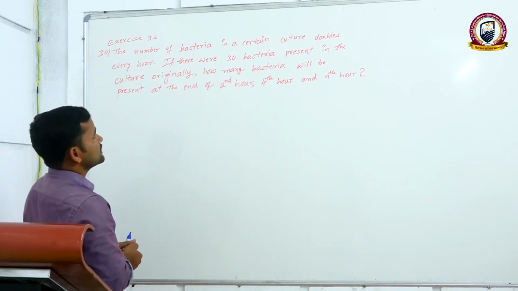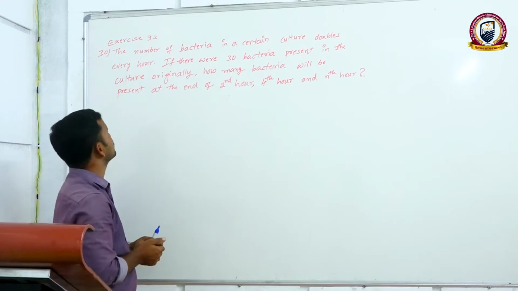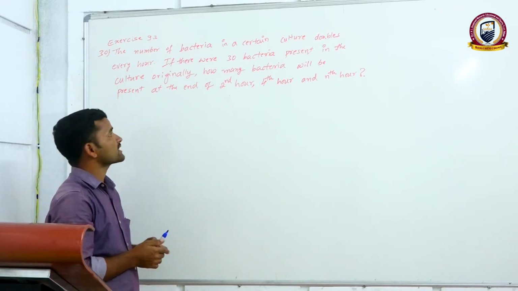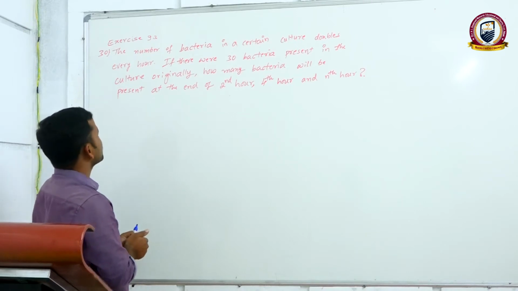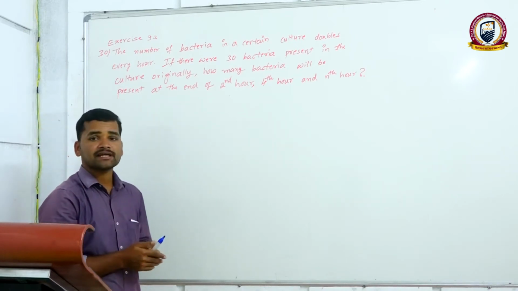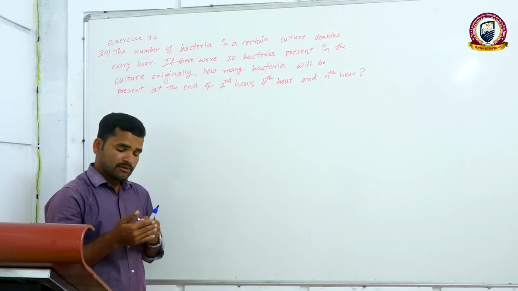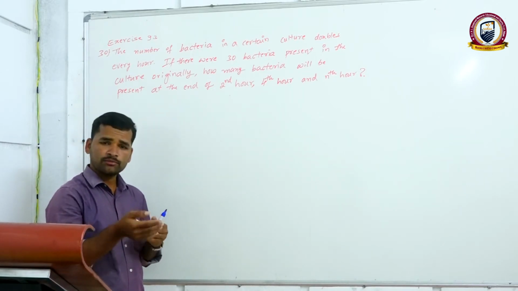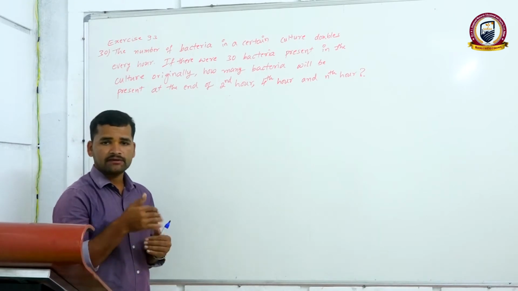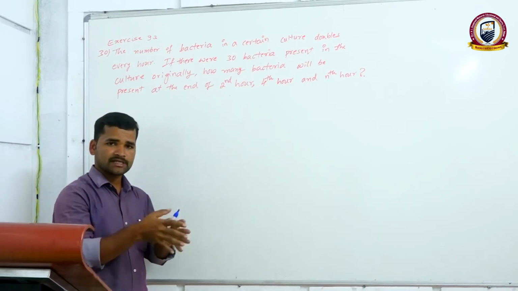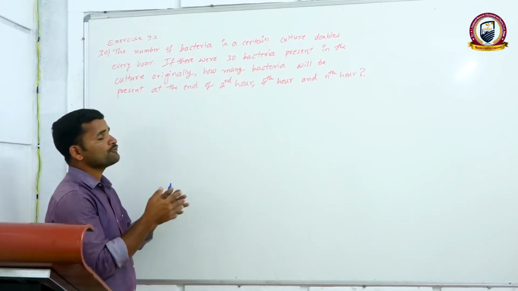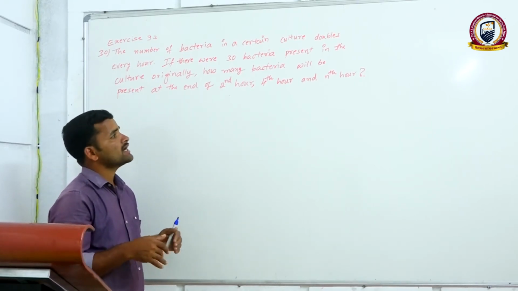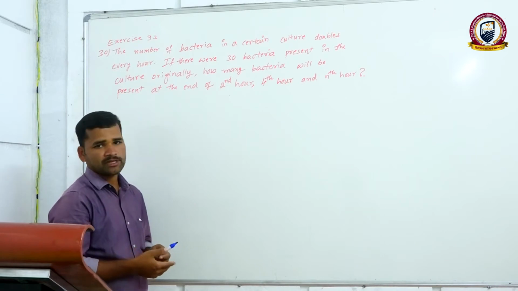Fine. If there were 30 bacteria present in the culture originally, how many bacteria will be present at the end of second hour? Means 30 bacteria were present in the culture. If 2 hours complete, how many bacteria will be there? And at the end of fourth hour, how many bacteria will be there? And at the end of nth hour, how many bacteria will be there?